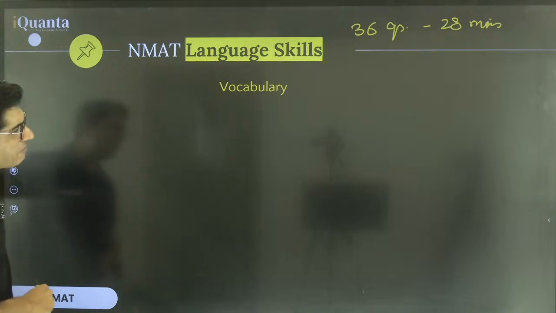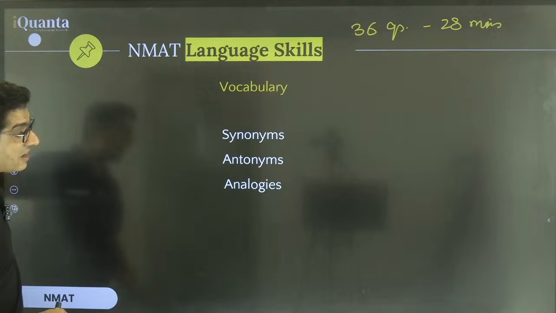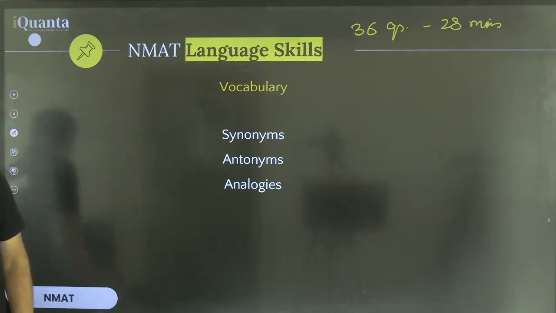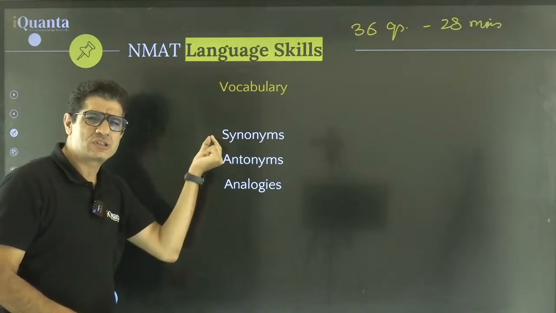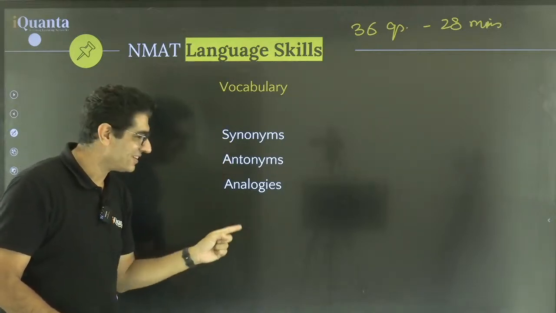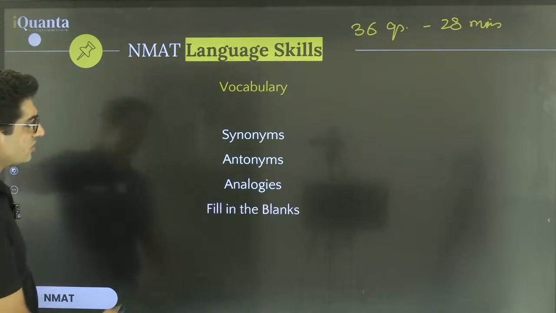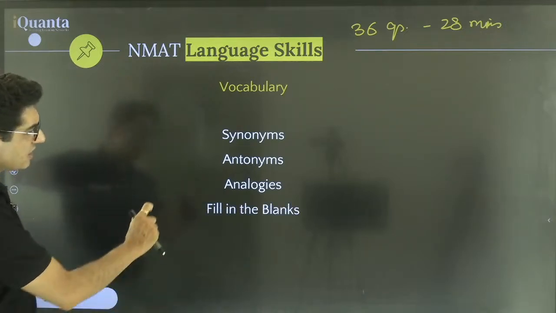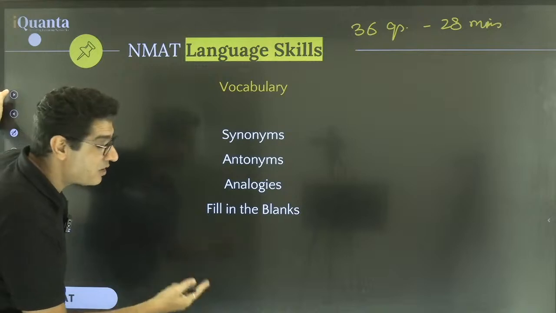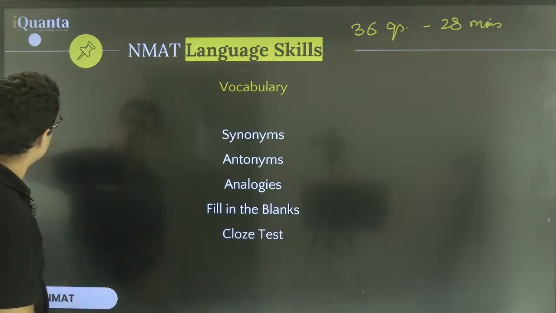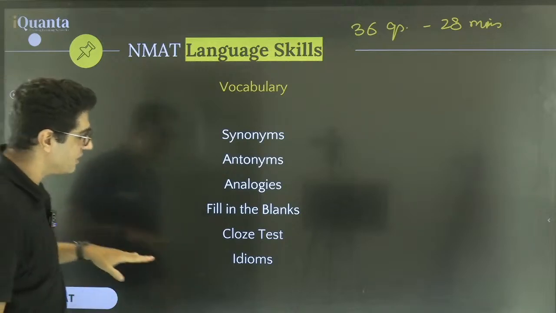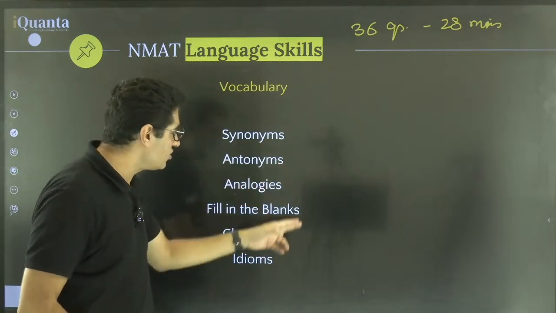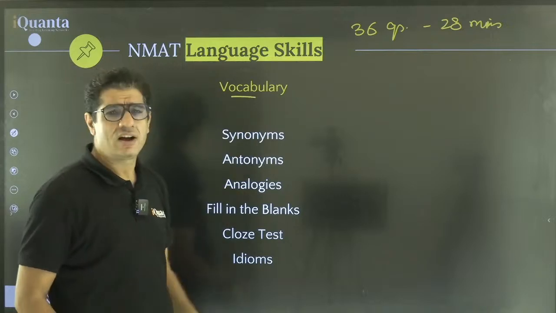So within vocab, what kind of things get asked? Synonyms, antonyms, analogies. You've seen those questions where they connect two words with the sign of ratio and proportion, those verbal analogy questions. Then questions which give you a sentence with one or two blanks, and then cloze test, where they give you a paragraph with a few blanks. You can also get questions based on idioms. So these are the usual things asked under vocabulary.